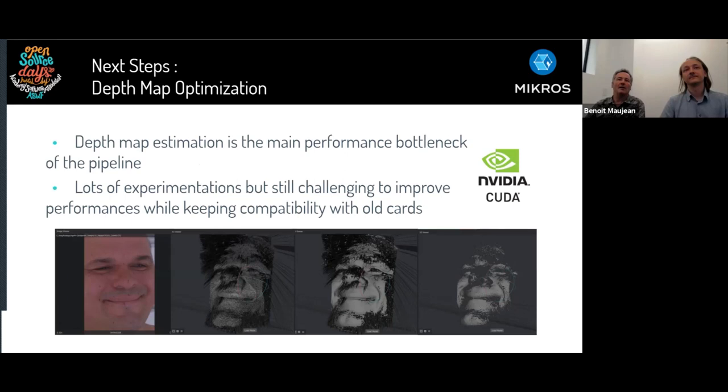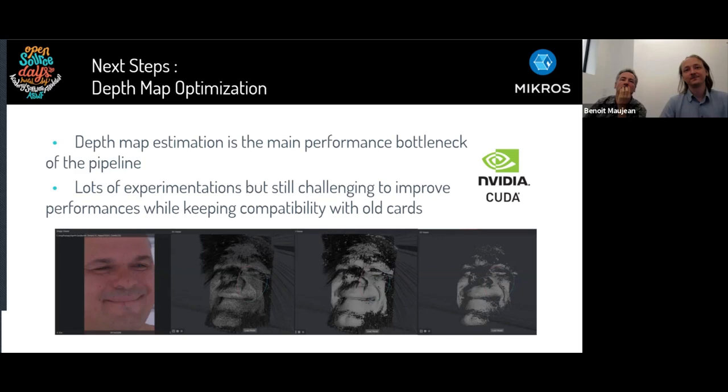Fabien, you want to talk about the depth map? Yeah, depth map is one really critical step of the pipeline because that's where we have most of the data to process. So it's critical both in terms of performances and in terms of quality. We have made a lot of experimentation during this year, but it's still challenging to improve the performance while keeping compatibility with old cards. But that's something that definitely needs to be continued this year.